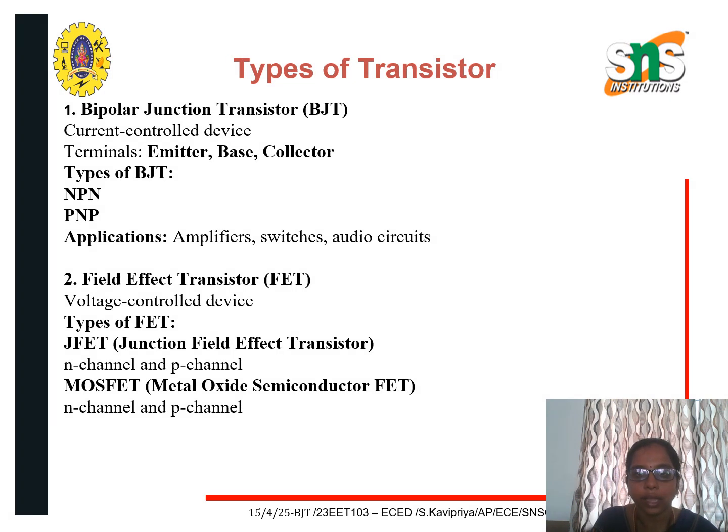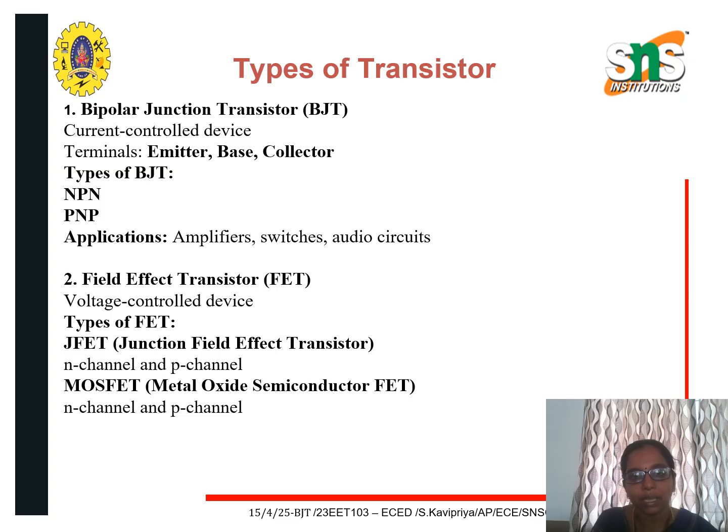And next is the types of a transistor. There are two broad classifications of a transistor. They are BJT and FET. BJT is a bipolar junction transistor and FET is a field effect transistor. BJT is a current control device. FET is a voltage control device. There are three terminals in the BJT. They are emitter, base and collector. And we have two types of BJT. They are NPN and PNP.